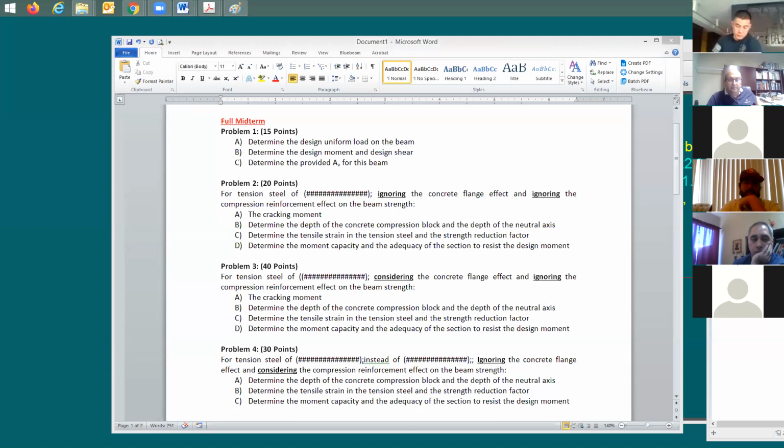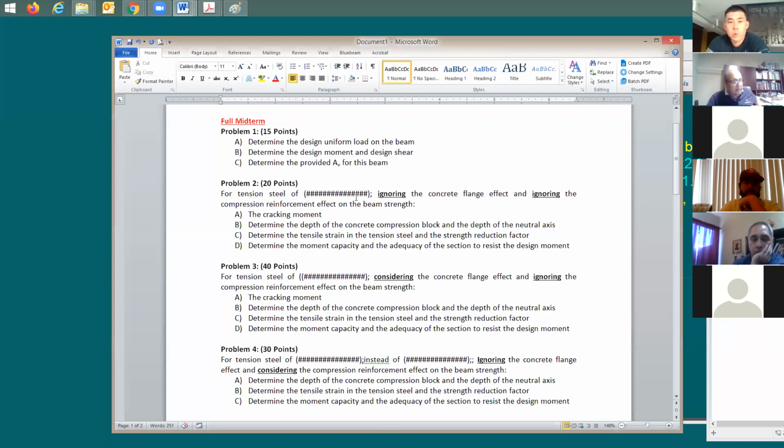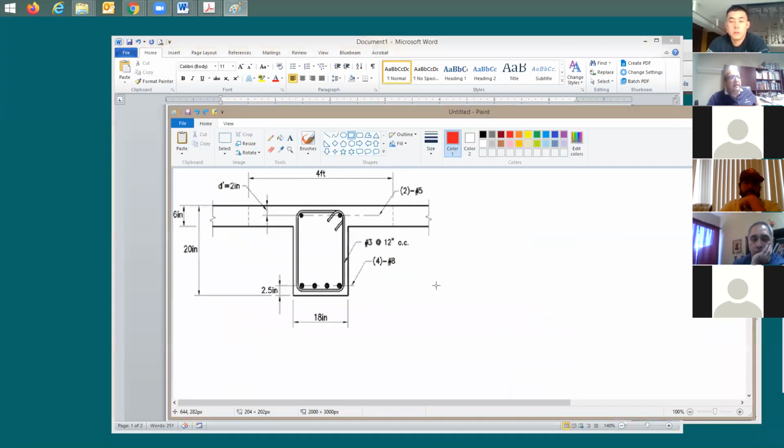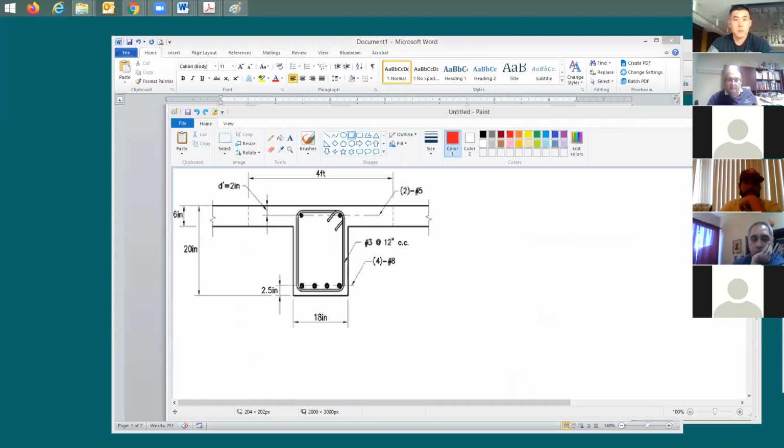Professor, for the actual exam, we should see something similar to the diagram you were demonstrating earlier? Yes, it's going to be something similar to this. And you're going to provide us the formula sheet so we don't have to do them beforehand? Yes.